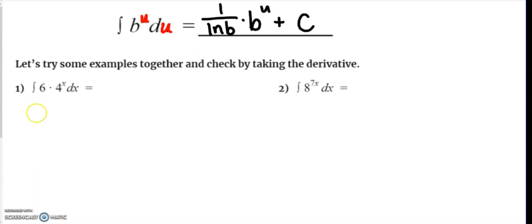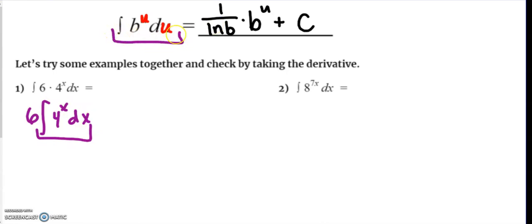Check by taking the antiderivative. First of all, I can take a 6 out of here because 6 is a constant. So 6 integral of 4 to the x dx. This right here matches my rule because x and dx are a perfect match. So the 6 is chilling. This will be 1 over the natural log of the base times itself, all plus c.